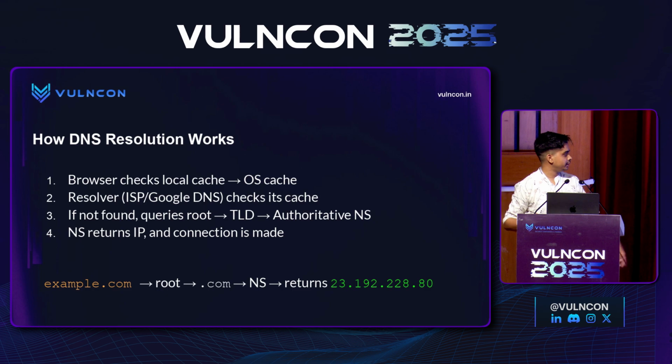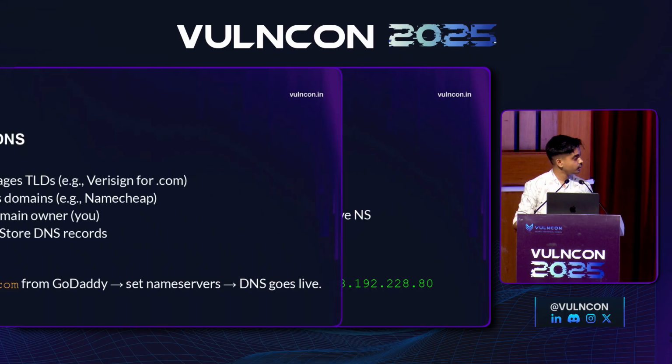Here you can see at the bottom of the slide, the flow. Let's say you're trying to navigate to example.com. First, the DNS resolver will ask the root name servers. The root name servers will then direct your query to the .com TLD name server, and then it will redirect you to the name server of the actual domain that you're trying to visit, and then that name server will return the actual IP address.